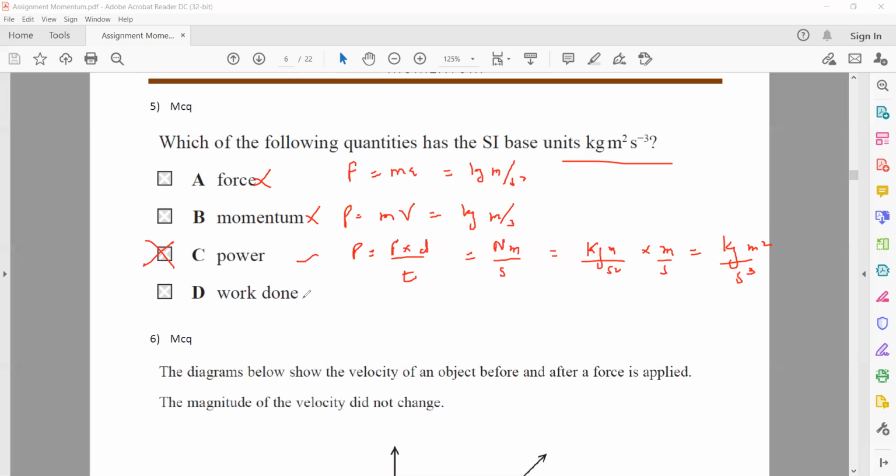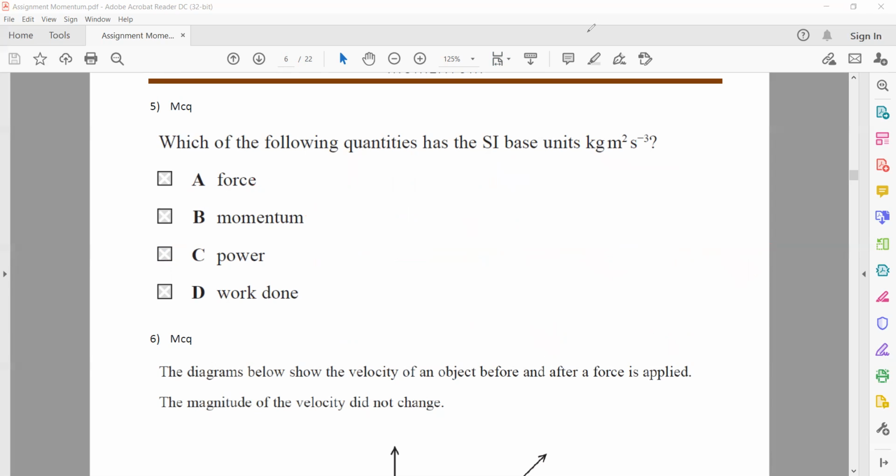What about work done? Work done is equal to force into distance. So force is Newton and distance is meter, and Newton itself is kilogram meter per second square, multiplied by meter, so it will turn out as kilogram meter square second square. So C is the right answer for this.